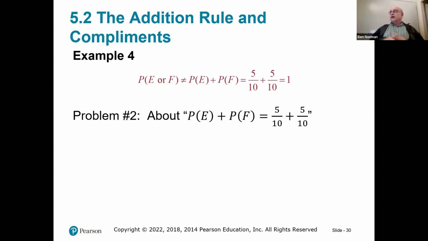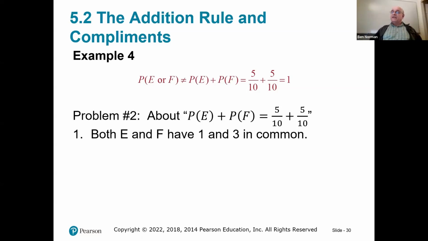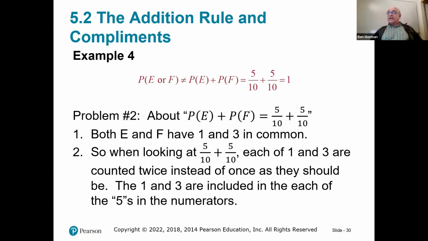Problem number 2 about this expression, P of E plus P of F is equal to 5/10 plus 5/10. Number 1, both E and F have 3 in common. So when we're looking at this 5/10 and 5/10, each of these, 1 and 3, are being counted twice instead of once as they should be. These 1 and 3, they're being included in each of the 5s in the numerator. So the 1 and 3 in the overlap are counted twice instead of once.